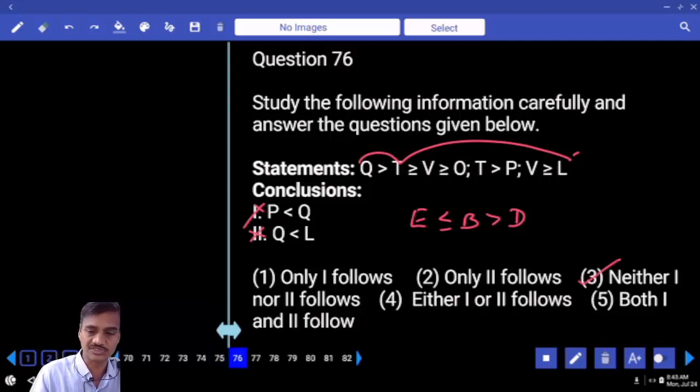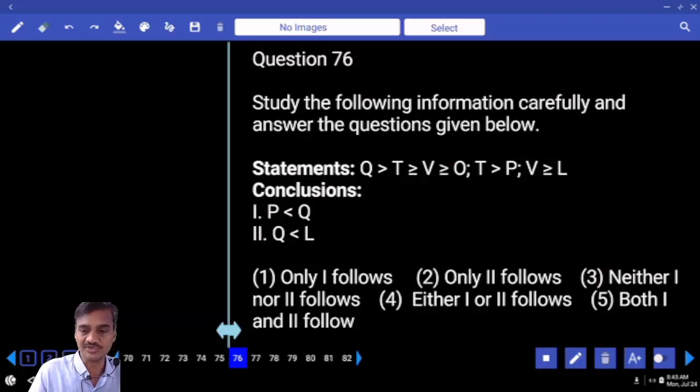Neither one nor two, choice 3, question number 75. Then 76: one, Q and P. Q to T, T to P. Q greater than T, T greater than P, Q greater than P, P lesser than Q.